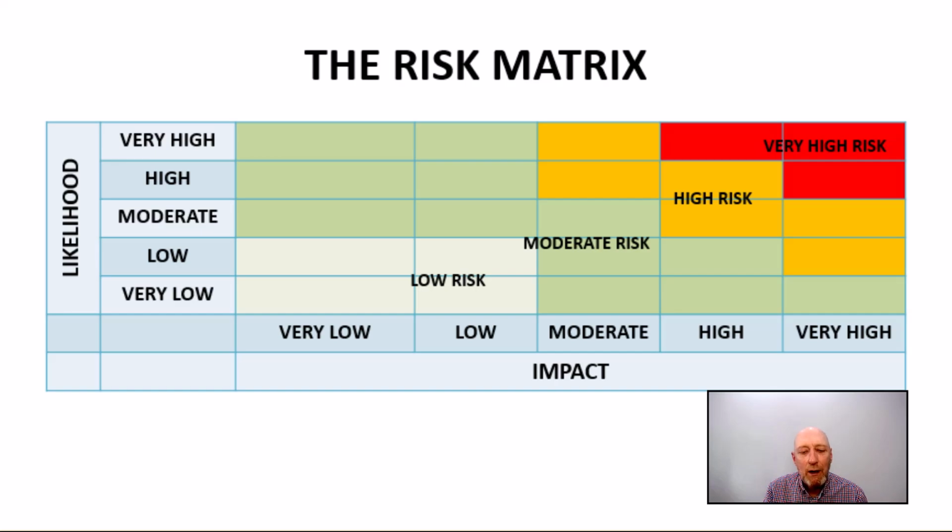And we can see we have likelihood can be very low to very high, and impact can be very low to very high. And combining these, we can see there are different zones within the risk matrix of low risk, moderate risk, high risk, and very high risk or critical risk.